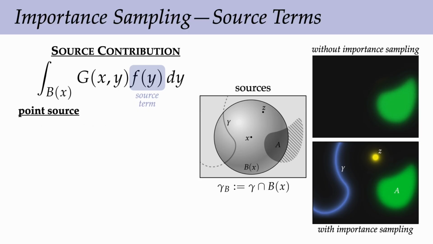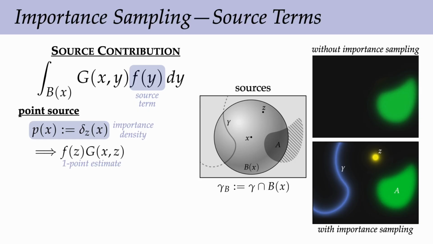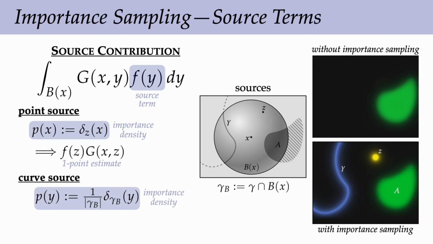In particular, for a point source, my importance density is going to be what you might think, just a Dirac delta centered at the point z, which means my importance sampling strategy is, well, I just grab the value at z and multiply by the Green's function. To importance sample a curve, I'm going to take uniform random samples from the intersection of that curve with the ball, and then evaluate the source function and the Green's function at those points, multiplied by the length of the restriction of the curve to the ball.